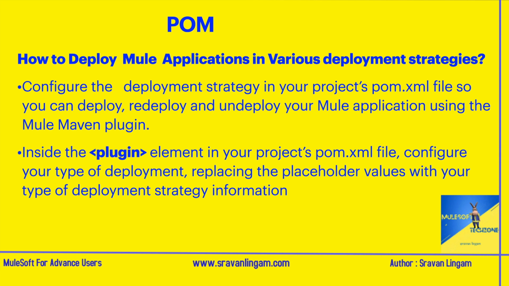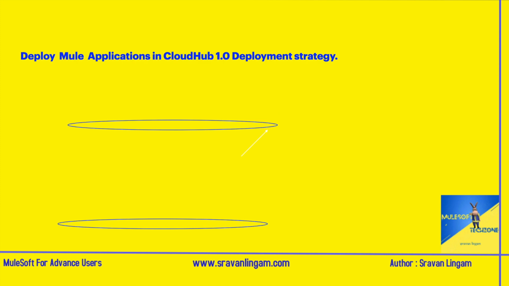Inside a plugin element in your pom.xml, configure your type of deployment and replace the placeholder values with your type of deployment strategy information, whatever you have. I'll show you one example here. For example, deploy a Mule application into CloudHub 1.0 version. Take deployment strategy as CloudHub 1.0 version.